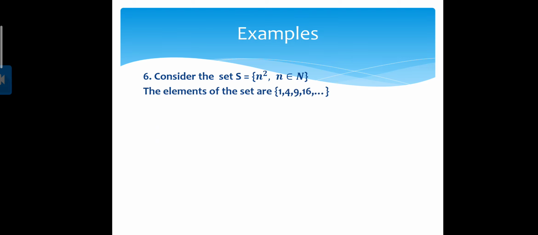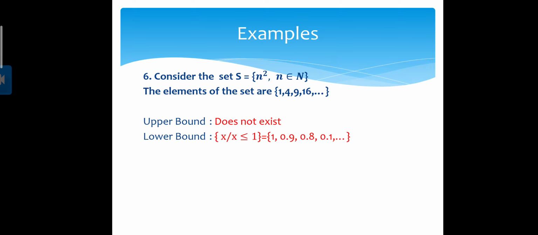Similarly for the set n square, 1, 4, 9, 16 and so on, upper bound does not exist because it goes to infinity. Lower bound is 1 and the elements which are less than 1, 0.9, 0.8 and so on. Sorry, LUB does not exist, GLB is 1.